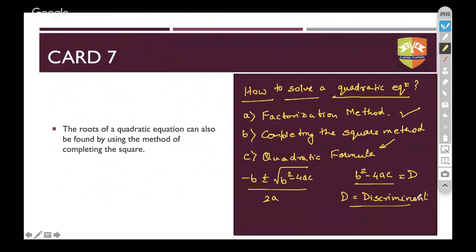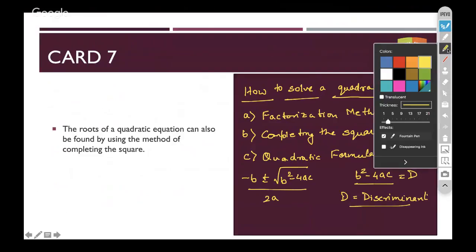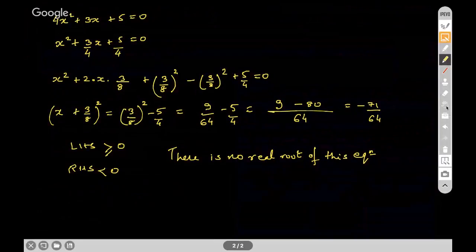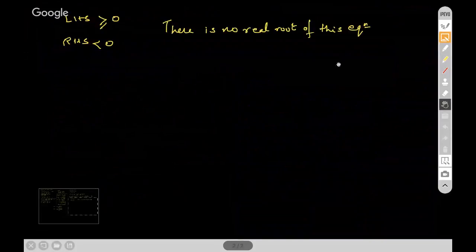Okay, we will be using this a little later. Just keep this in mind: what is meant by D, and how we use D for finding out the nature of roots. Let us take up another good problem on solving the quadratic equation using the completing the square method, so that you get a little more hands-on.